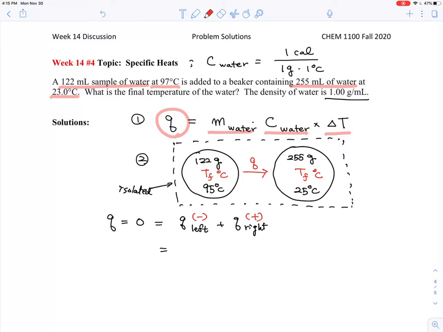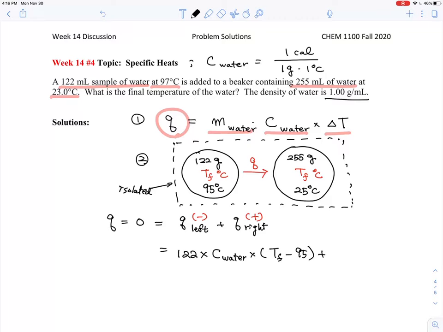So what is my mass? It is 122. What's my C value? Let's just say C of seawater. You can actually calculate it, but it does not need to be used here. And what's my change in temperature? My final temperature TF minus 95. You don't need to change this into Kelvin, because the delta T in degrees C and Kelvin is the same.